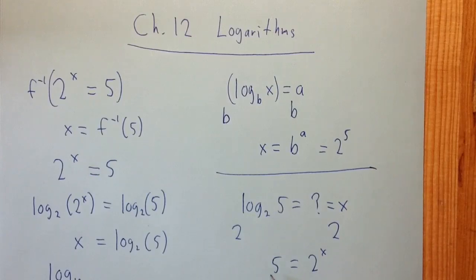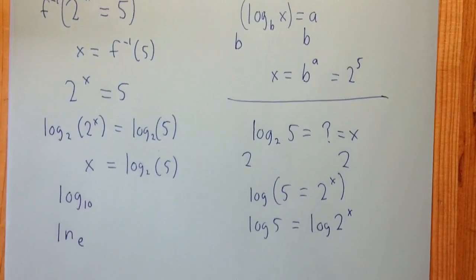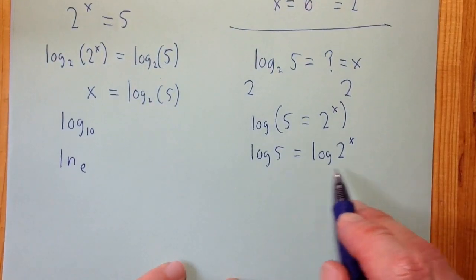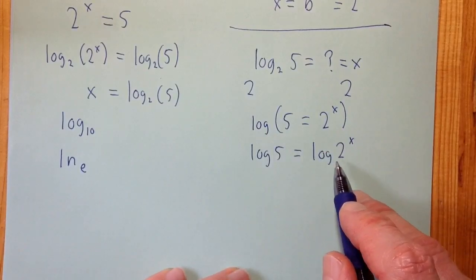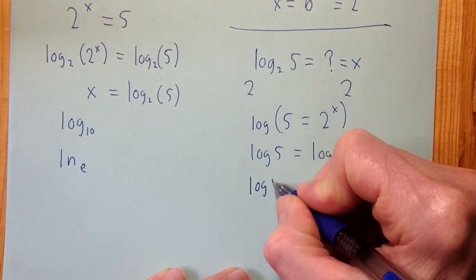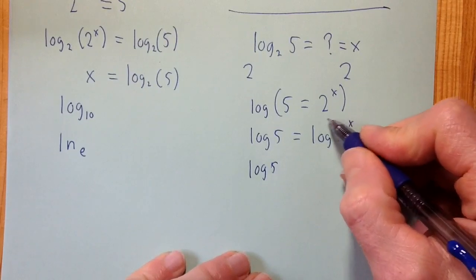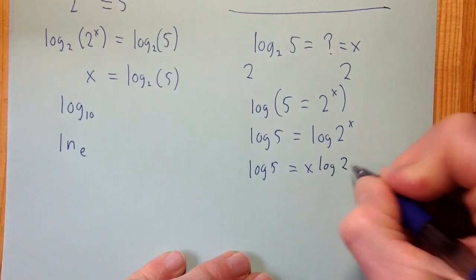Now we can take any log we want of both sides. Let's take just regular old base 10 log of both sides. So then we get log of 5 is equal to log of 2 to the x. Now you can see it: log of 5 on this side, log of 2 to the x on that side. Now, a property of logarithms is log of something to a power, like here we have log of 2 to the power x. You put the exponent in front, so that's x log 2.